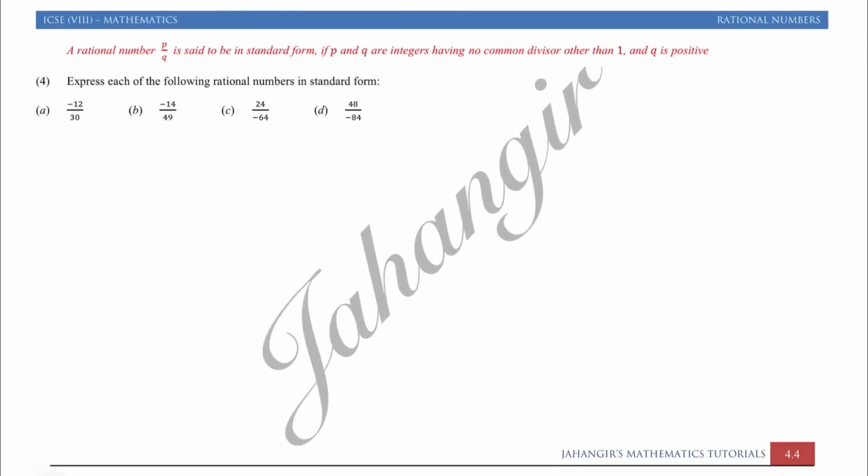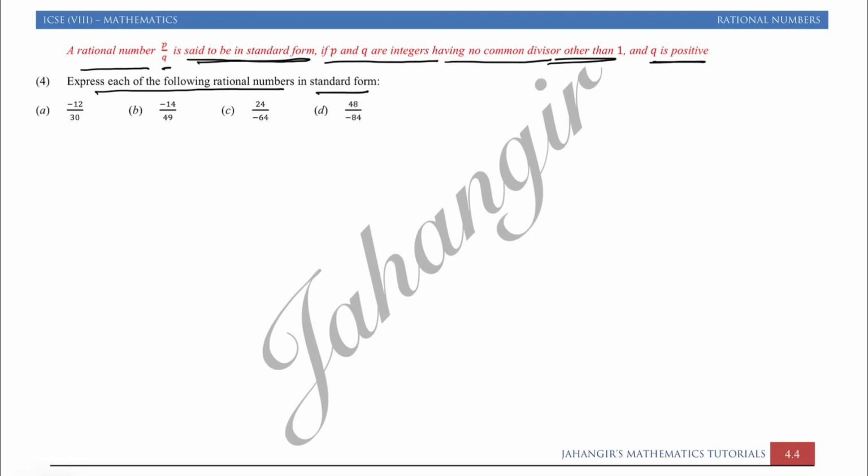Fourth, express each of the following rational numbers in the standard form. So first you have to understand what is standard form. A rational number p by q is said to be in standard form if p and q are integers having no common divisor, meaning p and q should be in the simplest form. No common divisor other than 1, and the denominator, that is q, should always be positive.